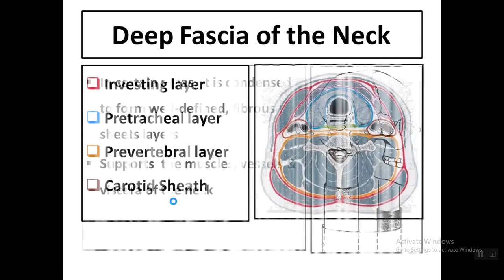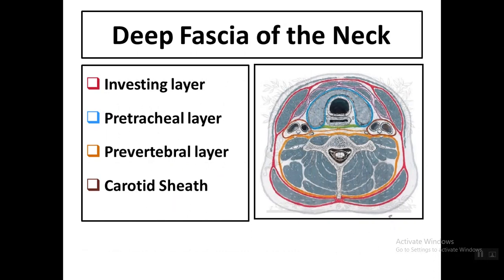Here we see a cross section of the neck showing these layers. The red one is the outer layer, which we call the investing layer. The investing layer will surround the whole neck, and it will split into two layers to surround the sternocleidomastoid muscle and the trapezius muscle. This is the investing layer.